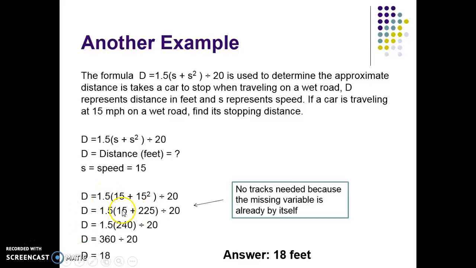So I'm going to do the parentheses first. Within the parentheses, there's an exponent. So 15 squared is 225. Then I'm going to add those two together because they're still in parentheses, and that's 240. So now I have 1.5 touching this 240, and when there's no symbol there, remember that means multiply. So 1.5 times 240 is 360, and then I can finally divide by 20, which would give me 18. So now to answer the question, if it says find the stopping distance, it would be 18 feet.